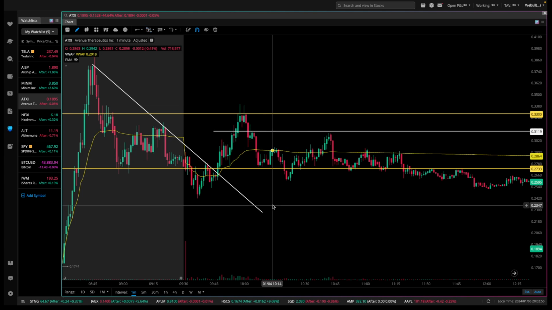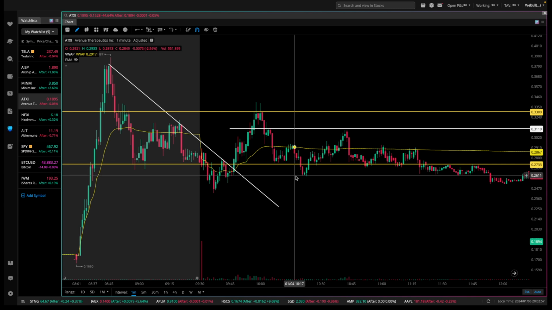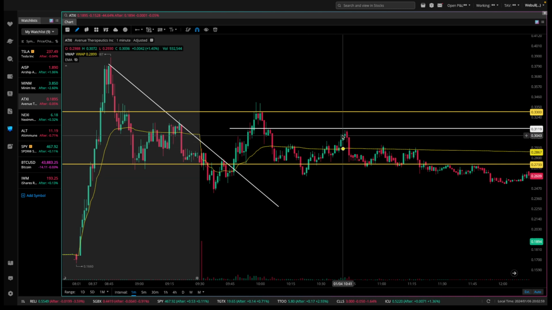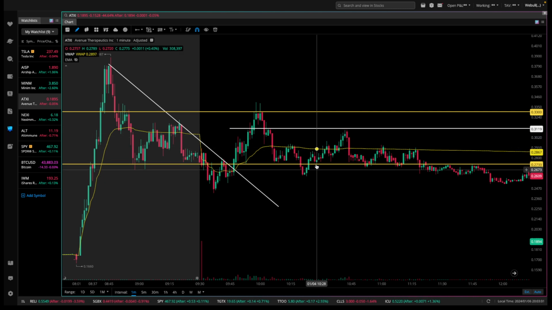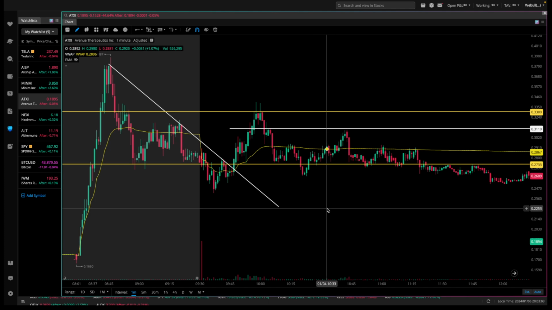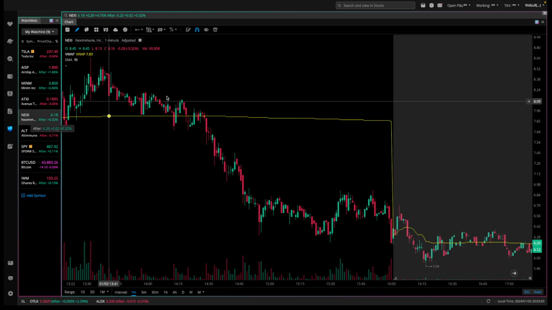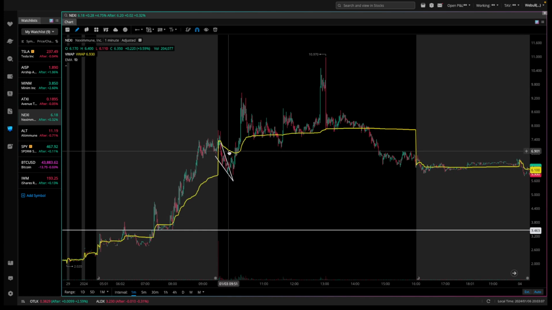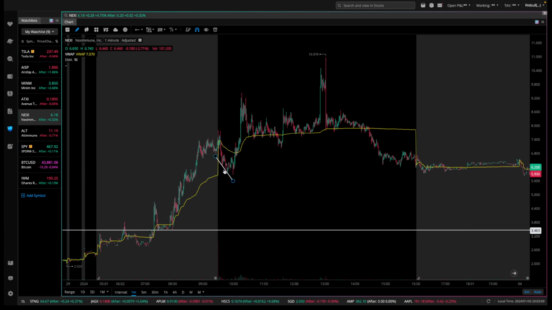So it's very important to understand. You either add near support, don't add near resistance, right? You don't want to add here because we're near resistance. You could add here, but you don't add here, right? So it's very key to understand this. Let's do another one on Nexi. This is probably another very good example with VWAP. Why VWAP is so effective.